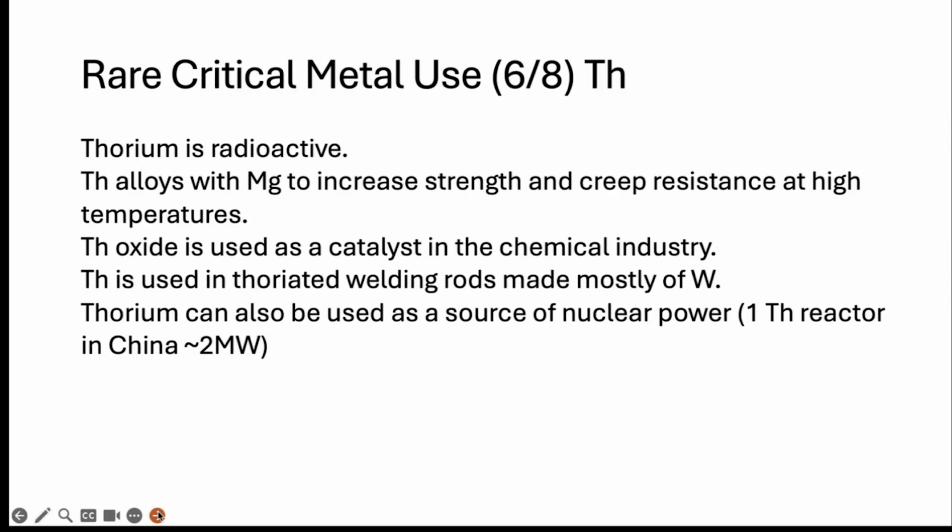Another one is thorium. Thorium is radioactive. It's used as an alloy with magnesium to increase strength and creep resistance at high temperatures. It's used as a catalyst in the chemical industry, and in thoriated welding rods that are mostly made of tungsten. And there is apparently starting to be some interest in using it as a nuclear fuel. People have been talking about it for a while.